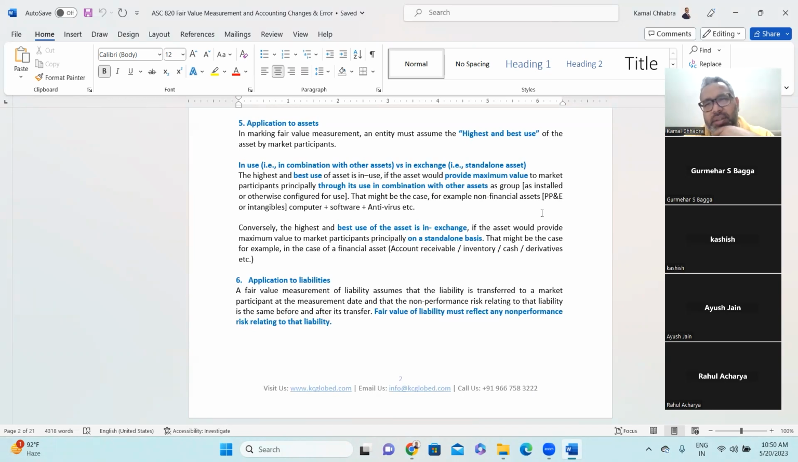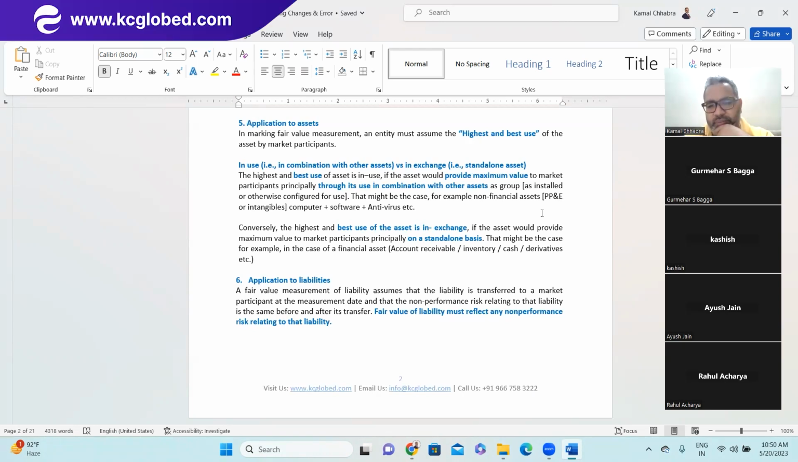But there are certain assets which you can use independently as well. For example, your car, inventory, account receivable, derivative. For that, it's not required to be clubbed with something else. So those kinds of assets are called standalone or exchange assets. Make sense? Yes, sir.